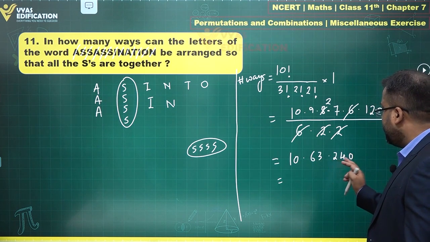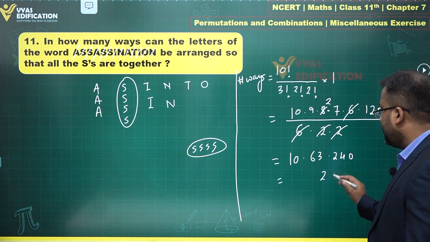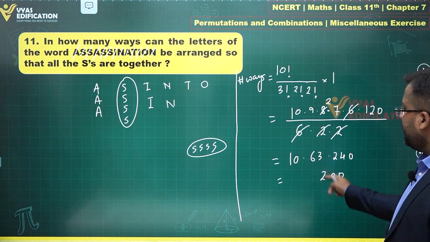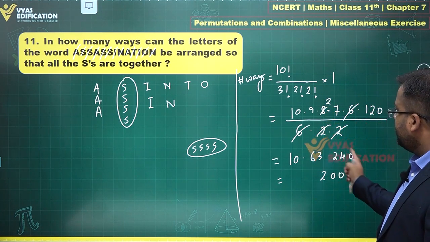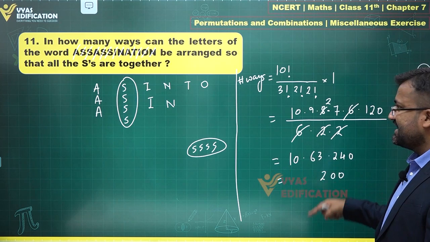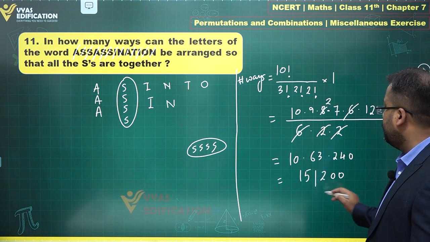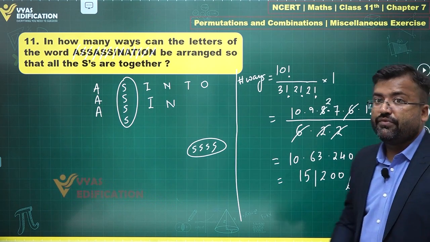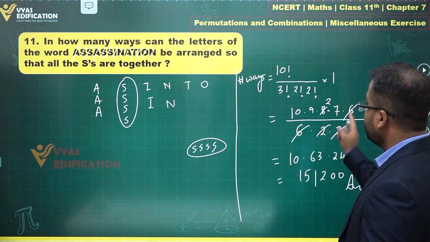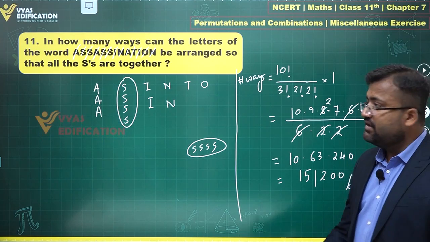63 times 24 is simple. 4 times 3 is 12, you get 2 zeros at the end. 4 times 3 is 12, you carry forward a 1. 6, 4, 24 plus 6 is 30, 31, you carry forward a 3. 15. 151200 is my answer for this question. 151200 is the answer for this question over here, as you can see behind me.